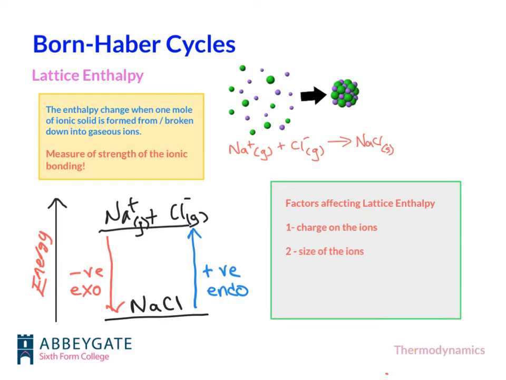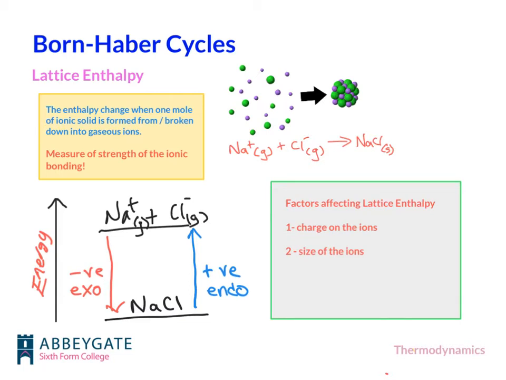So the charge on the ions is going to have an effect. You would expect a +2 charge and a -2 charge to be much more strongly attracted to each other, so you're going to expect them to have a higher degree of ionic bonding, so a bigger lattice enthalpy. And the size of the ions is also going to have an effect. A really small ion is going to be able to get much closer to the oppositely charged ion. So a small positive ion is going to be able to get closer to a small negative ion than big ions are going to be able to get to each other. So that's also going to affect the strength of the ionic bond, and therefore the lattice enthalpy.